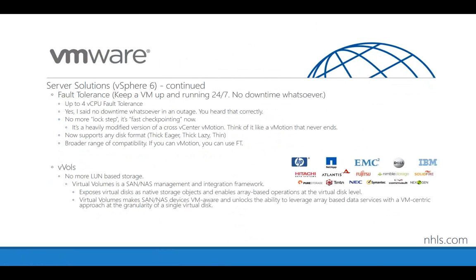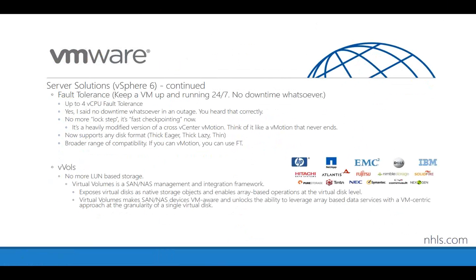In terms of the fault tolerance feature, I love going back to this. It's a really cool feature. It keeps the VM up and running 24/7, so you don't have any downtime. They have completely gutted it in vSphere 6. It's one of the newest things, out about a year now: the 4 CPU fault tolerance. There's no downtime.